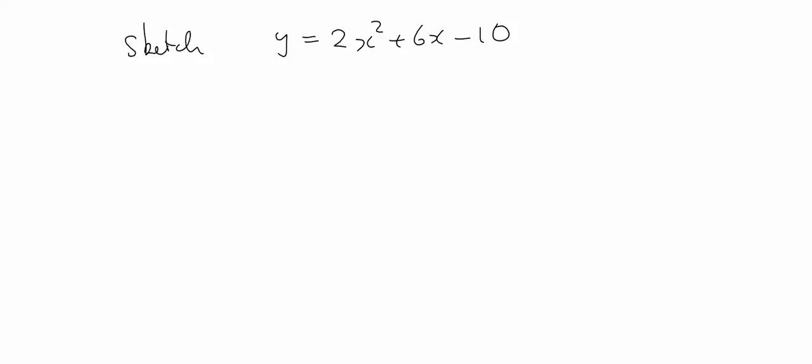Now pause the video and try and sketch this function for yourself. y equals 2x squared plus 6x minus 10. Okay, so let's see here. Now this is a slightly more complicated one because we've got a 2 as the coefficient of x squared, and we can see here this one doesn't factorize. So first of all, let's have a look at the shape.